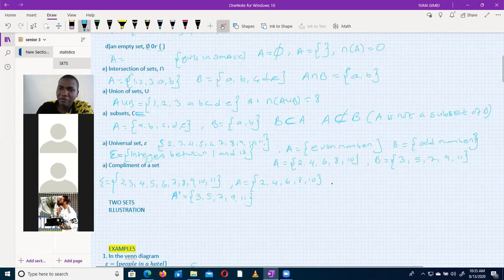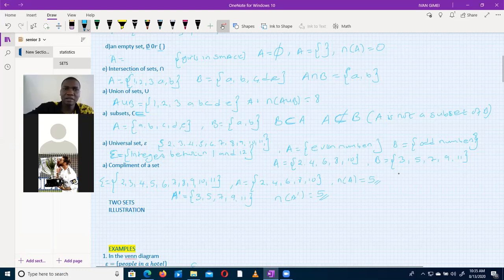They can also ask you to find the number of elements in A. Number of elements in A will be 1, 2, 3, 4, 5. Then number of elements in A prime will also be 1, 2, 3, 4, 5. It's just by coincidence that they're the same. They're not always the same. So that's what we have with the two sets. That's what I wanted to remind you about those terms, because we're going to use them very often, so you need to know them.